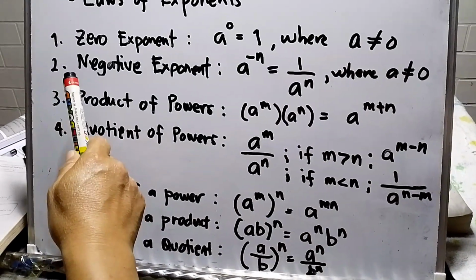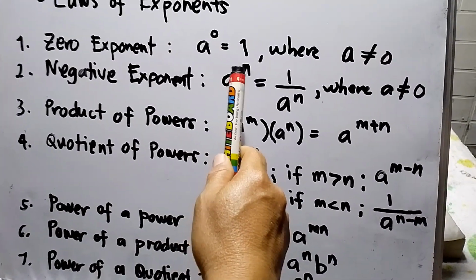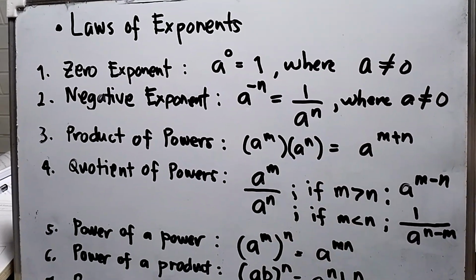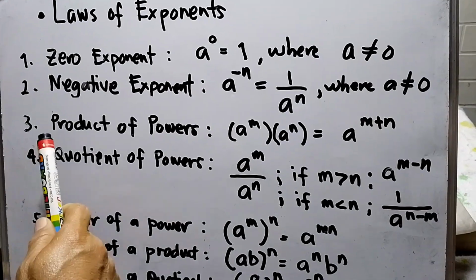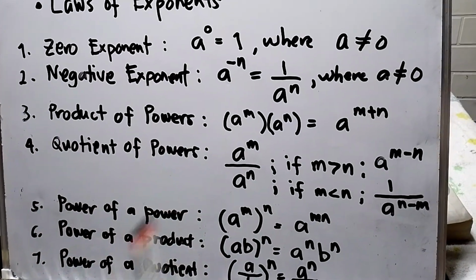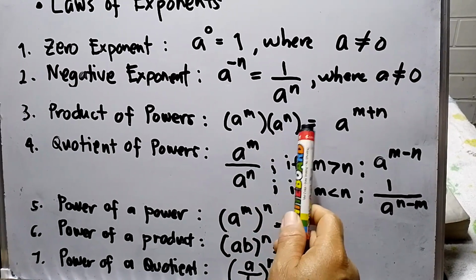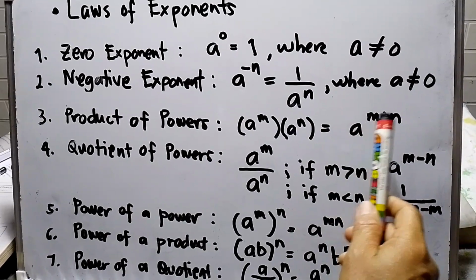Then number 2, negative exponent. I have here a raised to negative n is equal to 1 over a raised to positive n, as long as a should not be equal to 0. Number 3, product of powers. So I have here a to the m times a to the n. I just do this one as a raised to m plus n.